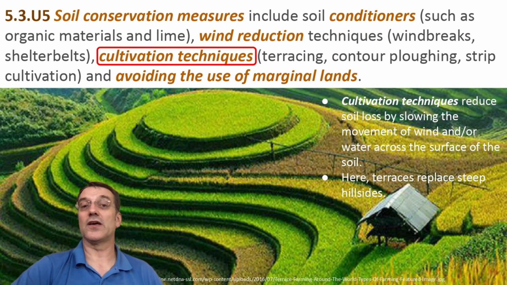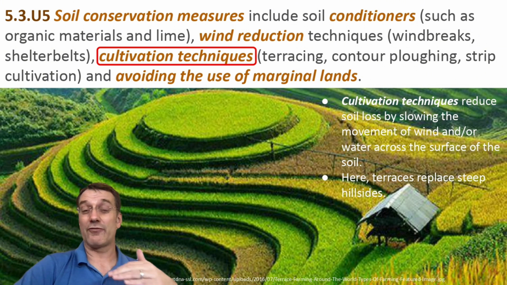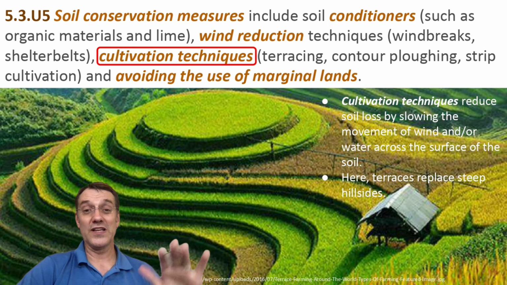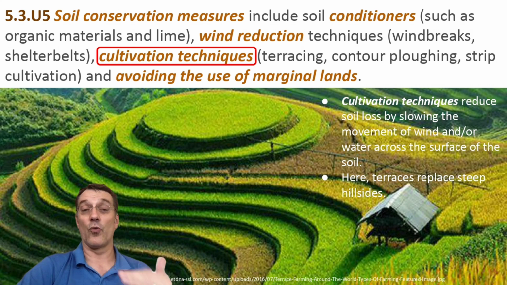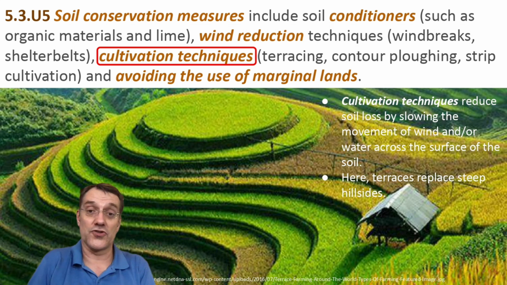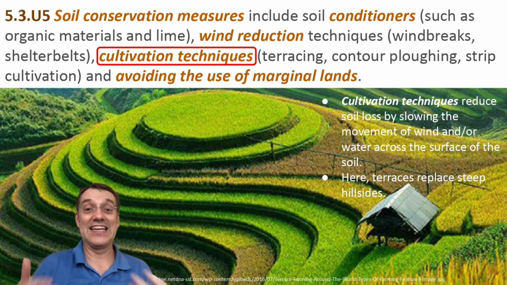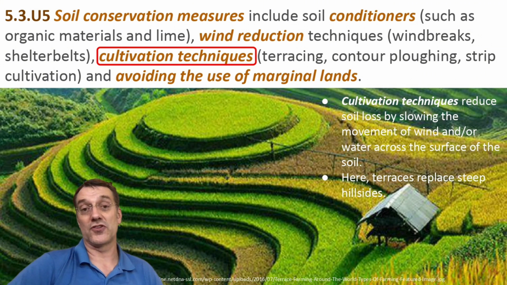Cultivation techniques represent another important soil conservation strategy. Here, you can see how terracing transforms really steep hillsides into productive agricultural land. Before they were terraced, these hills would have been subject to really intense soil erosion, as we saw in earlier slides. But by creating level platforms for farming, the terraces dramatically slow the movement of both wind and water across the soil surface. That prevents erosion while making agriculture a lot easier on otherwise challenging terrain.